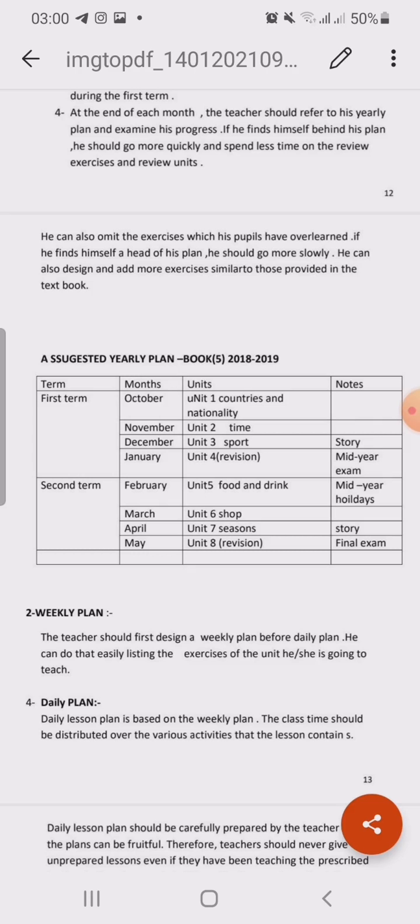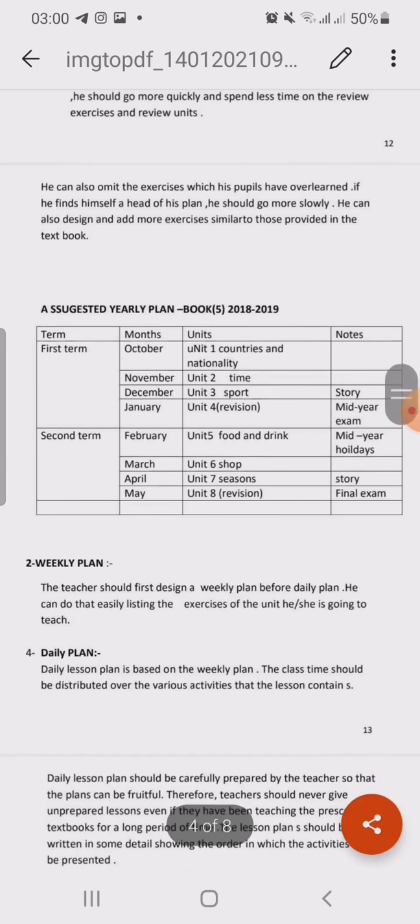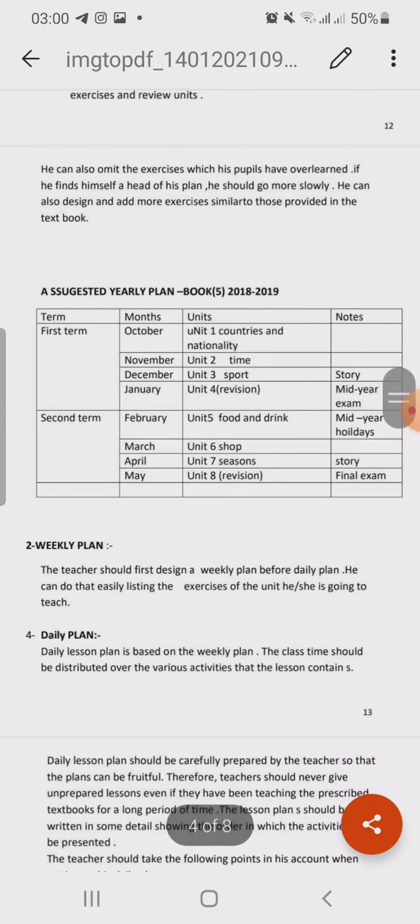يعني يختزل تمارين المراجعة ووحدات المراجعة unit 4 unit 8 يختزلهم أو يقلل أو يستعجل من هذه وحدات المراجعة حتى يلحق المنهج. He can also omit the exercises which his pupils have overlearned. اللي ضبطوها الطلاب التمارين ممكن أنه يحذفها.